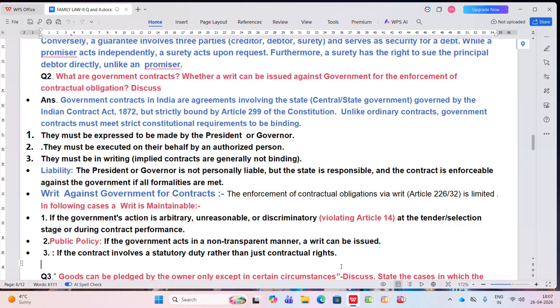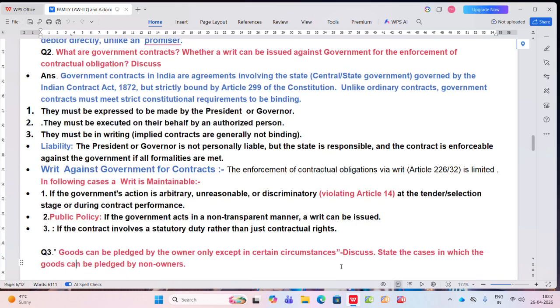Public policy: if the government acts in a non-transparent manner, a writ can be issued. And third is, if the contract involves a statutory duty rather than just contractual rights. In that case also, a writ can be issued. So this is the answer to this question. Now coming to question number 3.